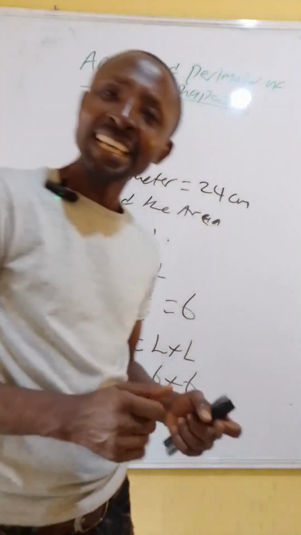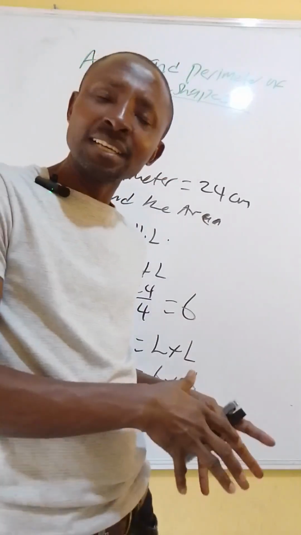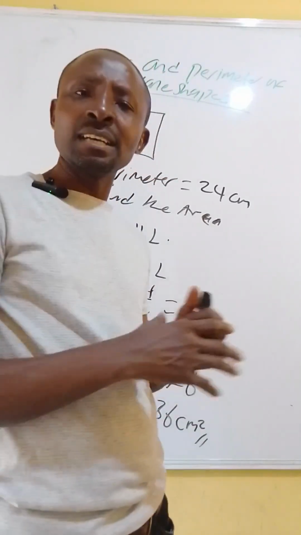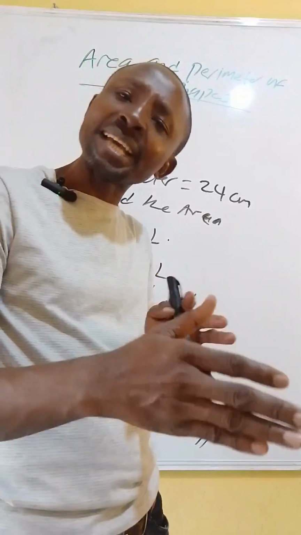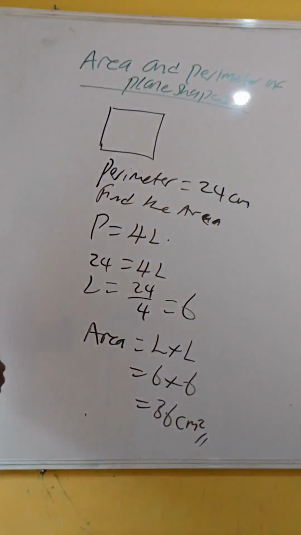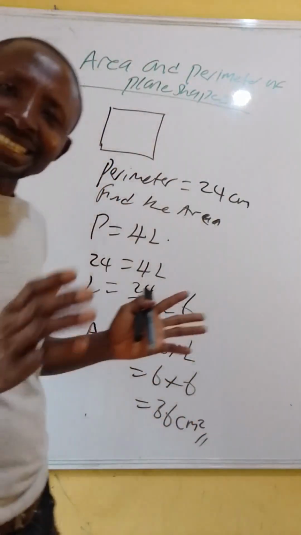I hope this is clear. So this is how to find perimeter, area, and how to work in between to get whatever you are looking for. I hope this is clear.